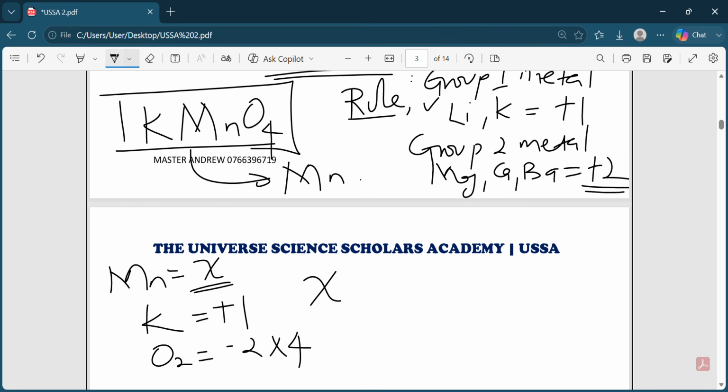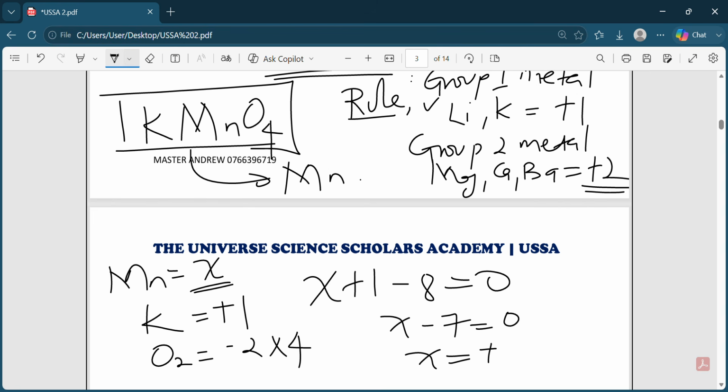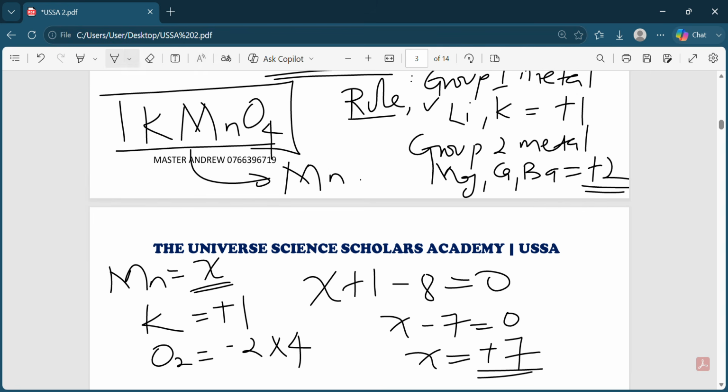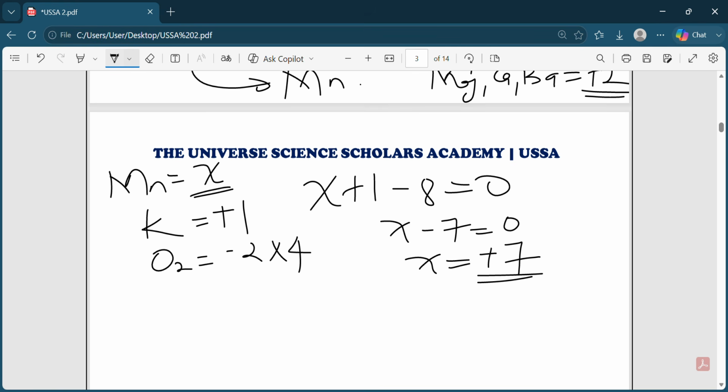So this is going to be x plus 1 for potassium minus 8 is equal to 0. So x minus 7 is equal to 0, and x is equal to +7. So therefore, the oxidation state or oxidation number of manganese here specifically is +7.